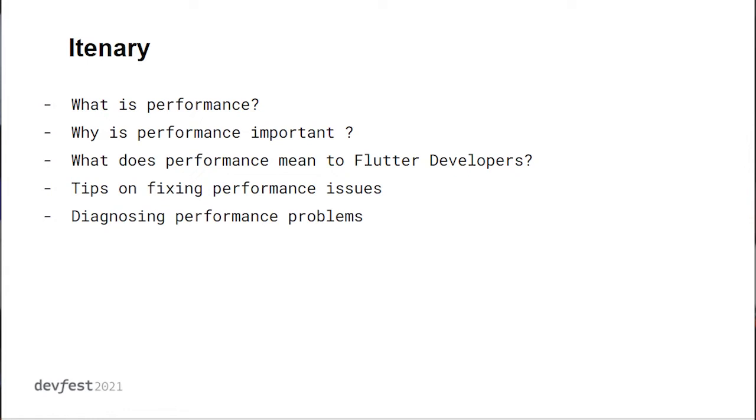Then the fourth one would be tips on fixing performance issues. I'm going to be sharing a couple of tips. Definitely I can't share all of them. There are a lot of different things you can do to improve your performance, and performance is really very specific to the product you're building. So the performance of your mobile application would vary across different projects.